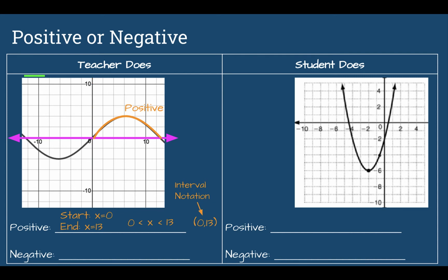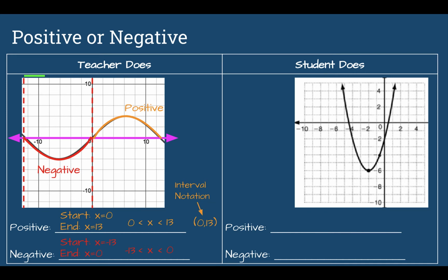Now let's look at negative. So negative is when it's below the x-axis. Here, our negative starts around there, which is about negative 13, and it ends at 0. So just like before, we're going to take where it started and where it ended and say that x was between those two things. So our interval where it's negative is negative 13 is less than x is less than 0.